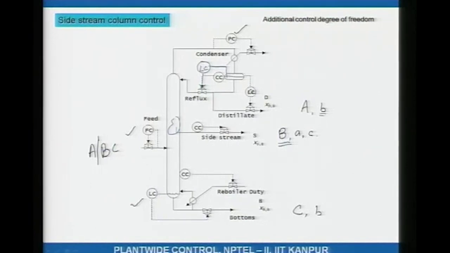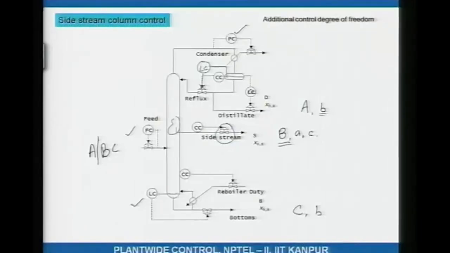Note that there is this additional control degree of freedom: how much side draw you are drawing out. By the way, a similar control scheme will also be there if this was a vapor side stream, right. A very similar control scheme will work here also.